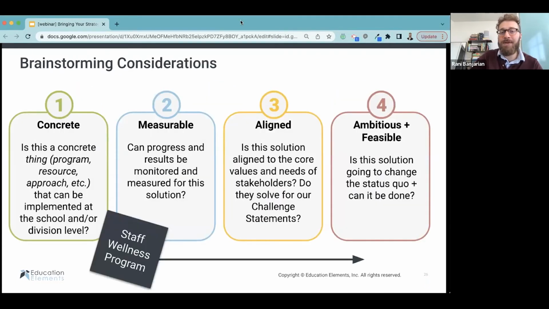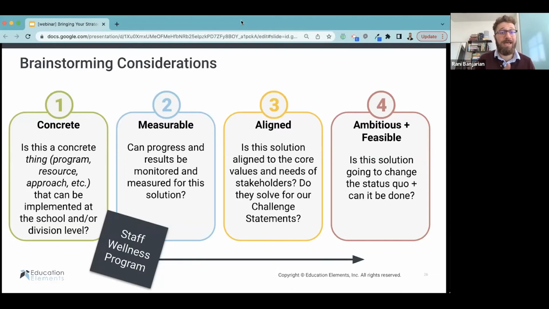And so we have a few considerations that we have used with districts that have always been really helpful to gut check. At this point in the process, we have these really amazing ideas, but do they pass this test? And if they do, then if they are implemented with fidelity, we're likely to see the movement in the needle in some way. But it is important, and sometimes we find that districts forget to do this step.